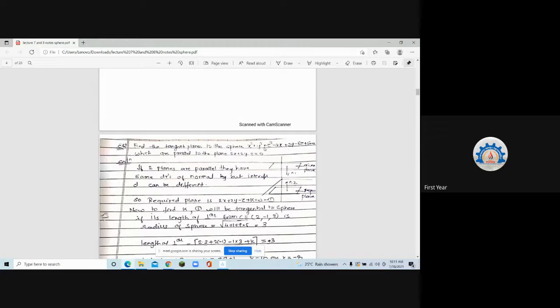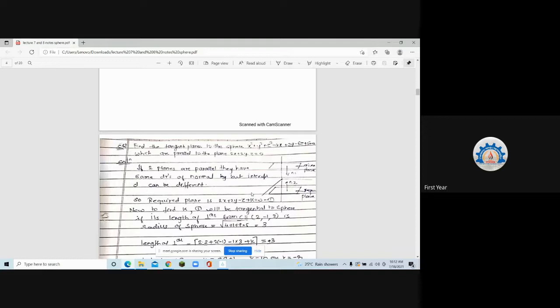What is your equation? Your equation is x square plus y square plus z square minus 4x plus 2y minus 6z plus 5 is equal to 0. This is a sphere. So find the radius of the sphere quickly. What is the formula? You have to find it. You are getting 3? Everyone? Those who are not getting it, please try.